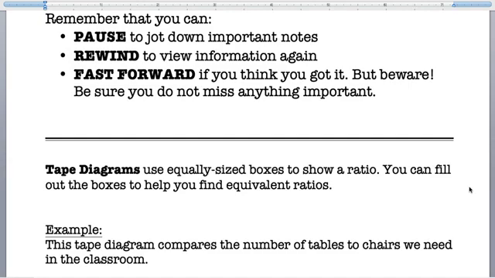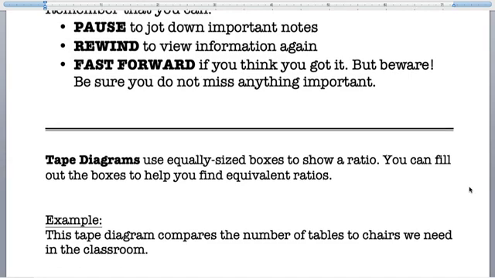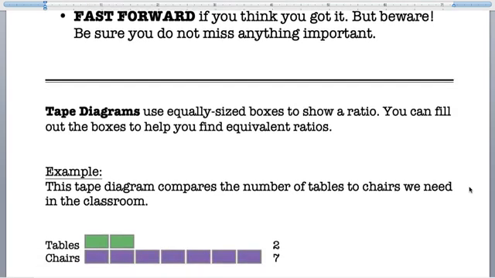In this example, it says that the tape diagram compares the number of tables to chairs we need in the classroom. So if you notice in the tape diagram, it's in two different colors to kind of help you out, but they don't need to be in different colors. Just some people like to give them different colors so that it pops. But the green tape diagram above shows two equally sized boxes. So we know that that is 2. The chairs is 1, 2, 3, 4, 5, 6, 7 equally sized boxes in that tape diagram.